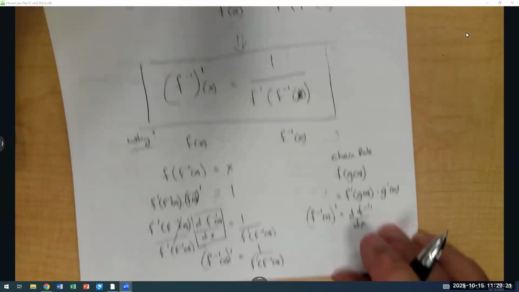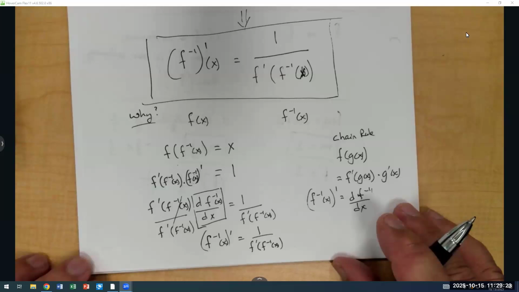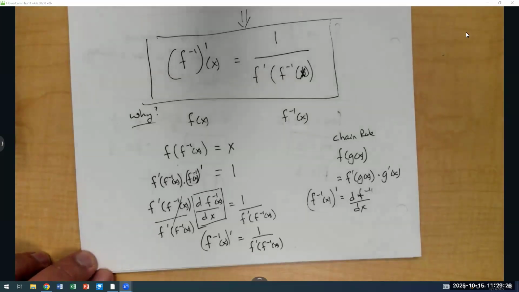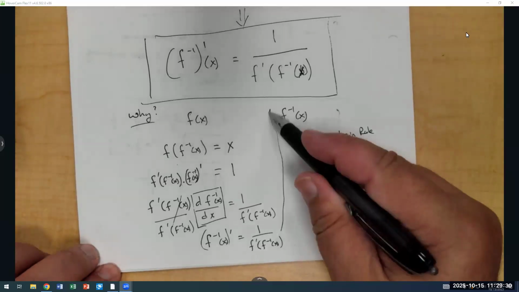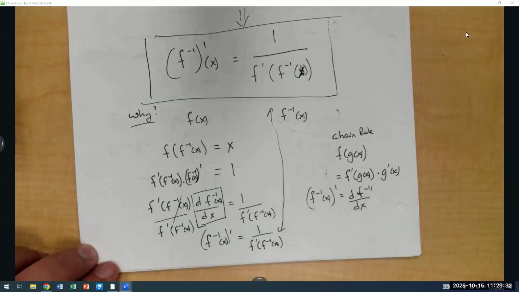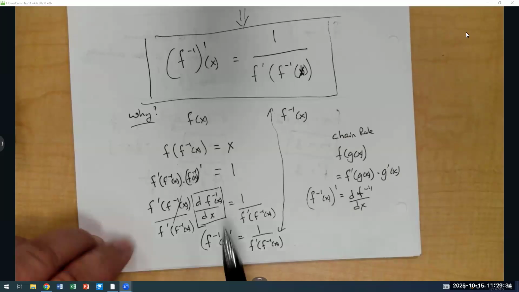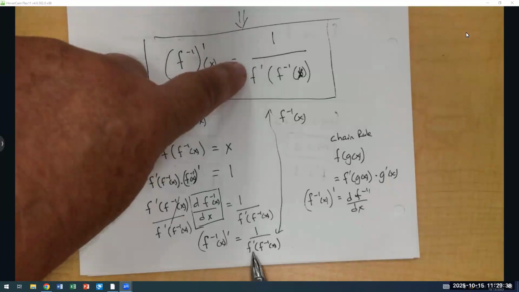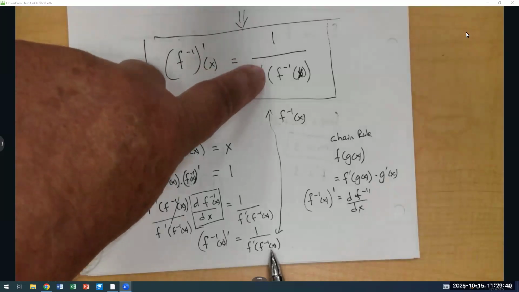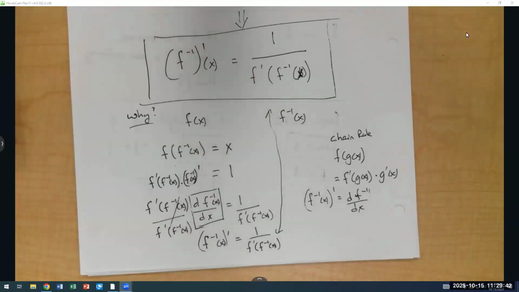Sorry. I hate that I can't extend this one. So this is the same thing we have up there. The derivative of the inverse is equal to 1 over the derivative of the function composite with the inverse function.